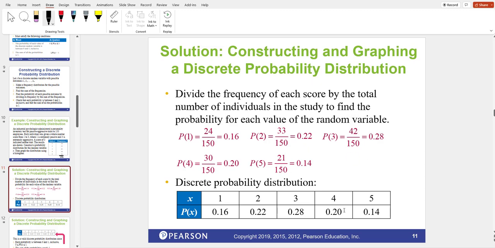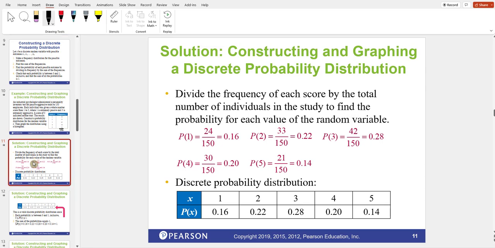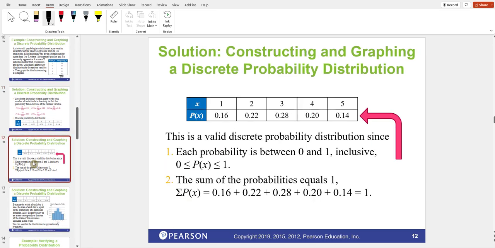We divide by 150. So let's check to see if this is a discrete probability distribution. As you can see, each one of these probabilities falls between 0 and 1. And when we add up these probabilities, they add up to 1. So we're in good shape.